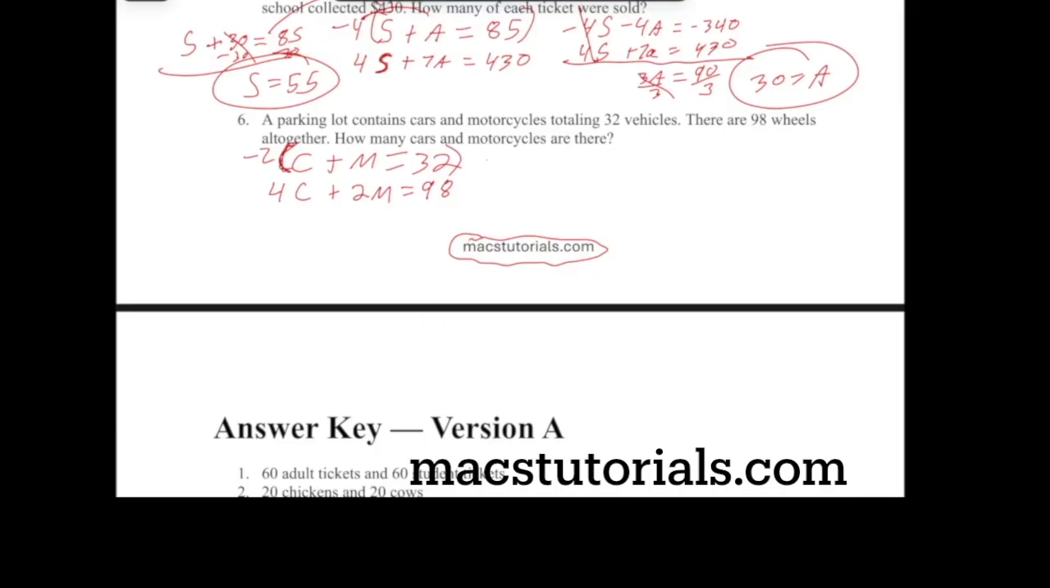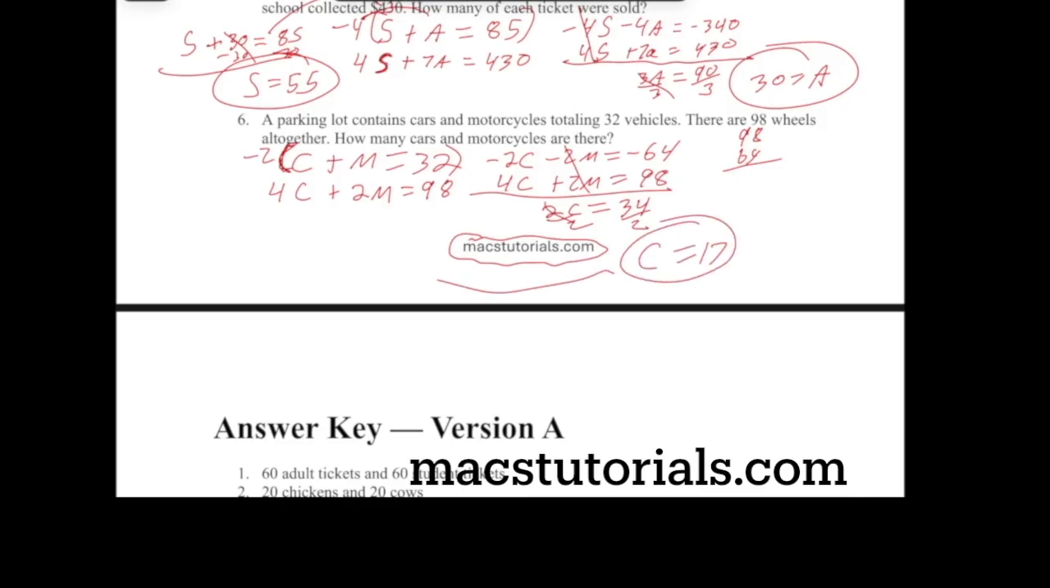And I'm going to get a -2c minus 2m equals, what is that, -64. And then I get a 4c plus a 2m equals 98. Add it all together, and I get a 2c equals, oh boy, what would 98 minus 64 be? That would be a 34, wouldn't it? And then I'm going to divide each by 2. C equals 17. There are 17 cars.